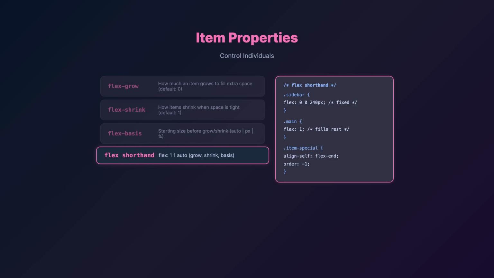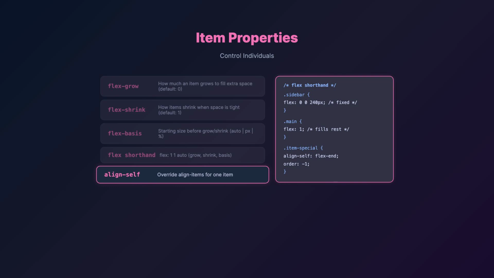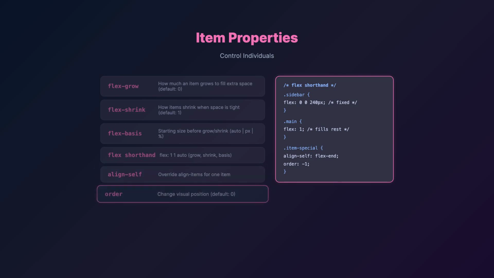Align self overrides align items for a single item. The container says align items center, but one item can say align self flex end to sit at the bottom instead. Order controls the visual position of items. The default order is 0. Lower numbers appear first. Order -1 moves an item before everything else. Order 99 pushes it to the end. Order only changes the visual order, not the DOM order. Screen readers still read items in their HTML order.